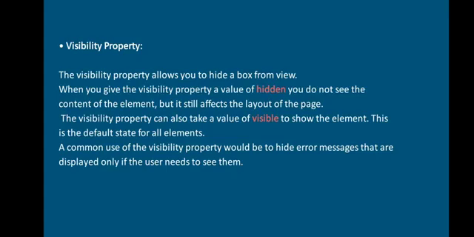So here the visibility property has two values mainly: hidden and visible. If the visibility is hidden, then that element is not visible to the user. If the visibility is visible, then the element is shown to the user. So this is the visibility property in CSS.